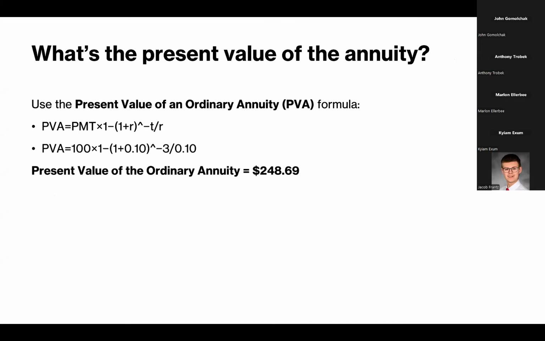The next question is, what's the present value of the annuity? So you use the present value of an ordinary annuity, which is another new formula, which I showed here, and then you plug in the same numbers. And the present value of the ordinary annuity, I got $248.69.